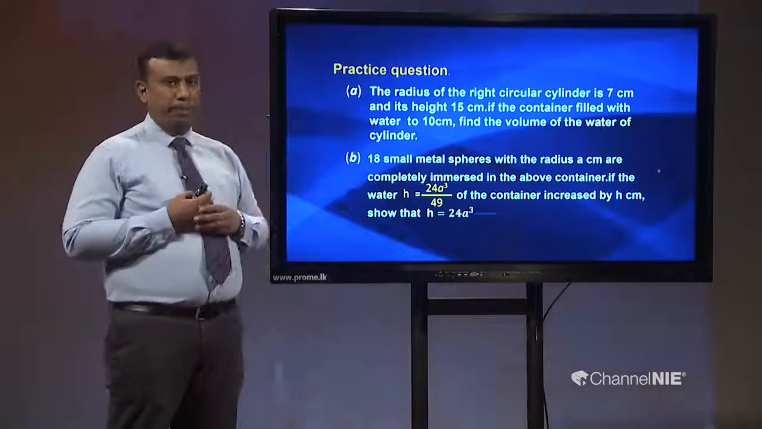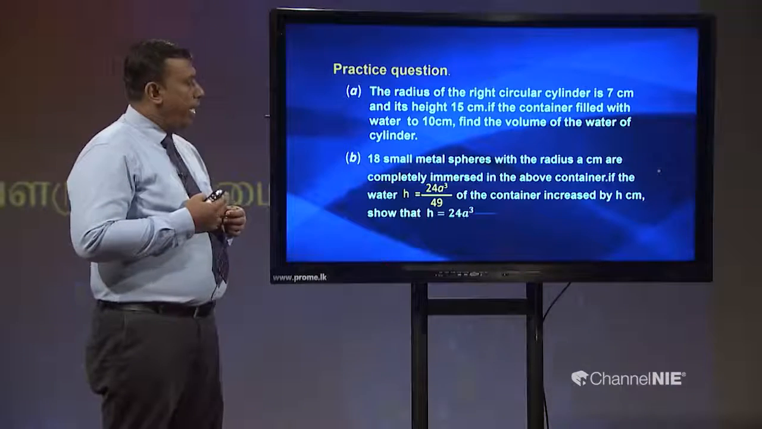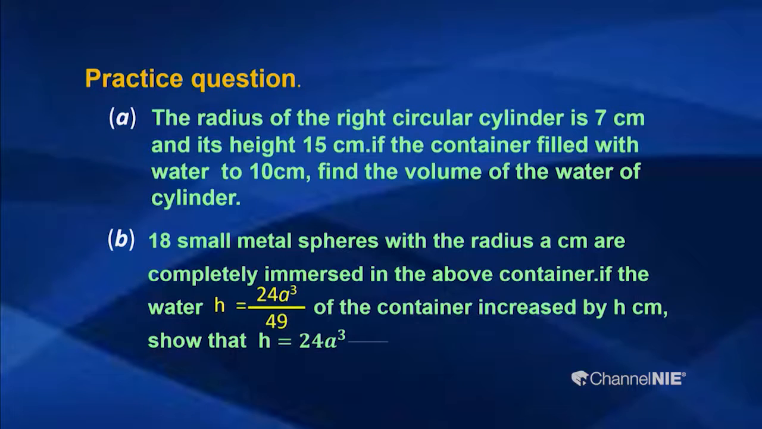Practice questions again, right? Here there are two questions, A and B. Look at the first one. The radius of the right circular cylinder is 7 centimeters and its height is 15 centimeters. If the container is filled with water to 10 centimeters, find the volume of the water in the cylinder. That is the first question.